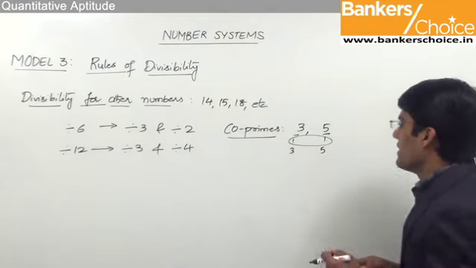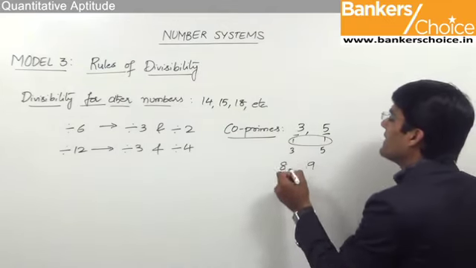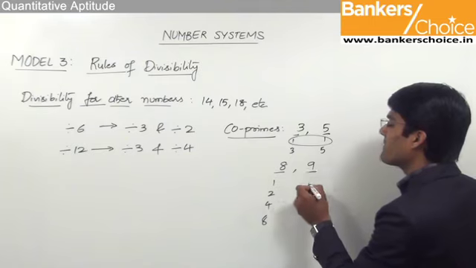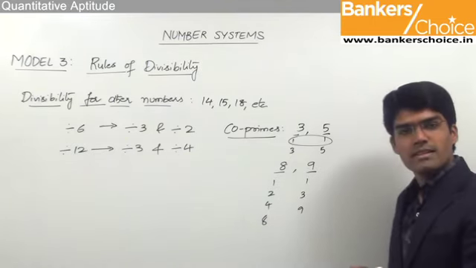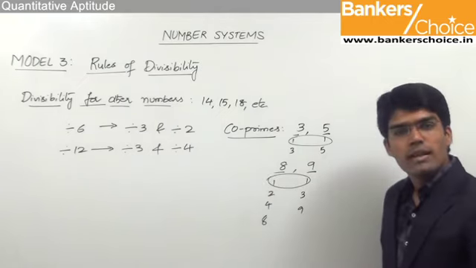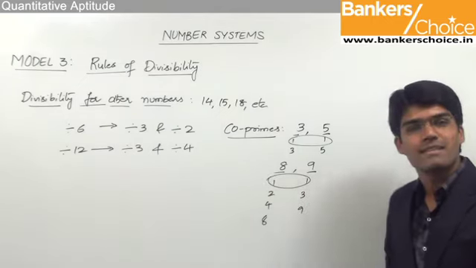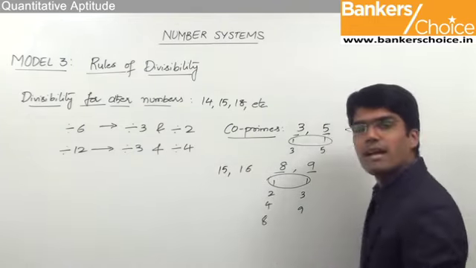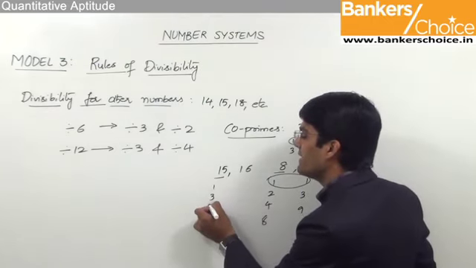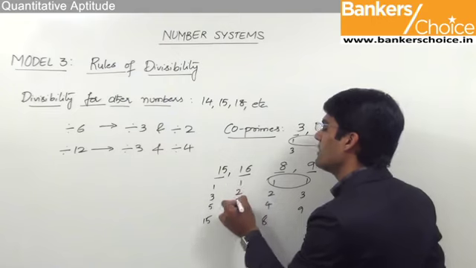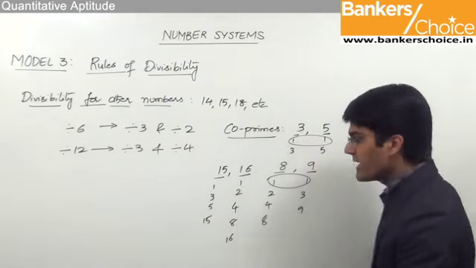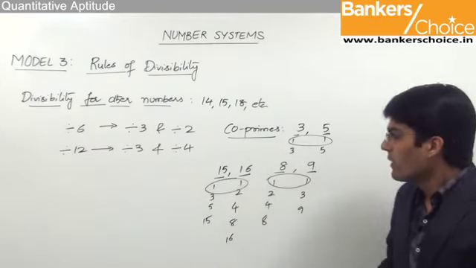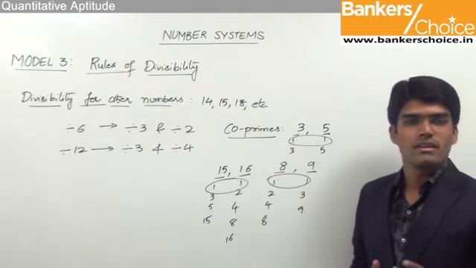Let us take one more example. For example, 8 and 9. Even 8 and 9 are coprimes. Why? Because the factors of 8 are 1, 2, 4 and 8 and the factors of 9 are 1, 3 and 9. As you can see, the highest common factor is 1 for 8 and 9. So even 8 and 9 are considered to be coprimes. Likewise, 15 and 16 are also coprimes. Why? Because factors of 15 are 1, 3, 5 and 15 and factors of 16 are 1, 2, 4, 8 and 16. The only common factor they have is 1, and 1 itself becomes the highest common factor. So 15 and 16 are also coprimes or relative primes.